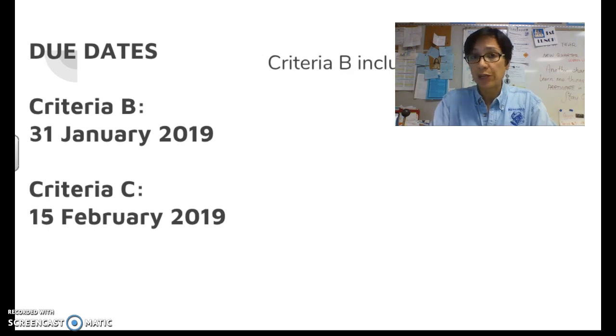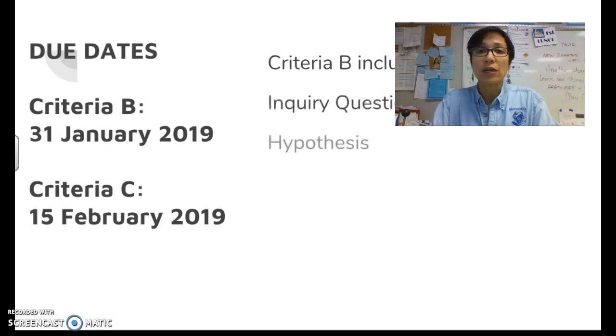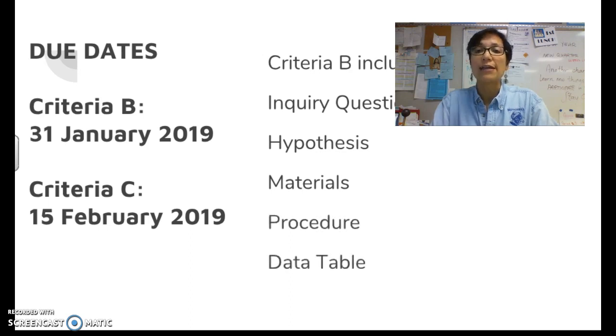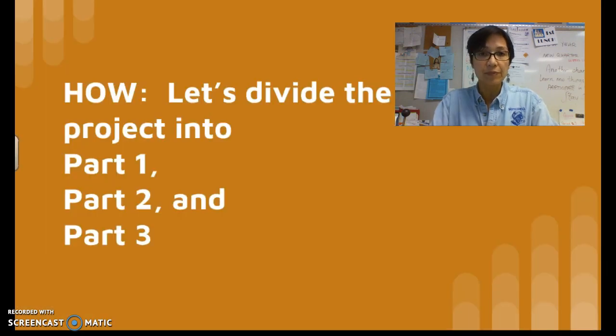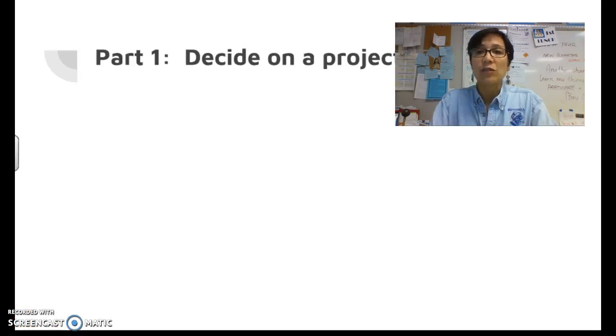Let's start with criteria B. We'll take this step by step. Criteria B includes the inquiry question, the hypothesis, the materials, the procedure, and a set data table. Let's divide your project into 3 parts, parts 1, 2, and 3. This video will cover part 1. So for part 1, decide on a project.